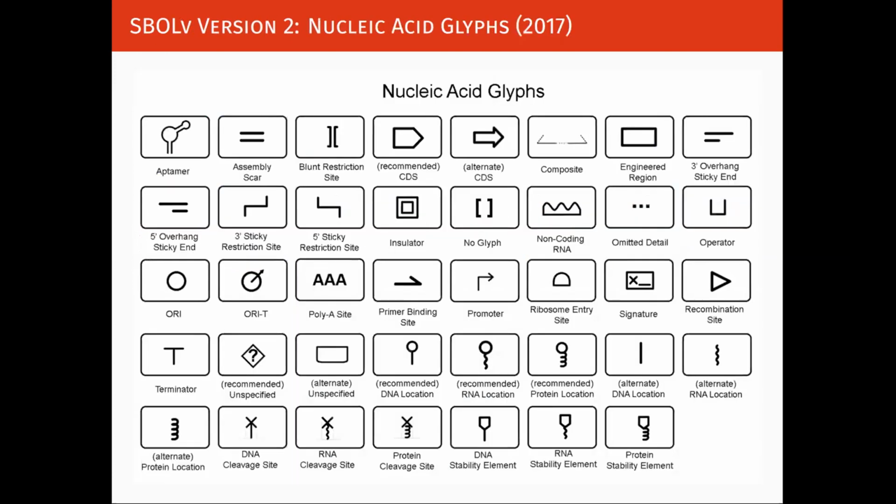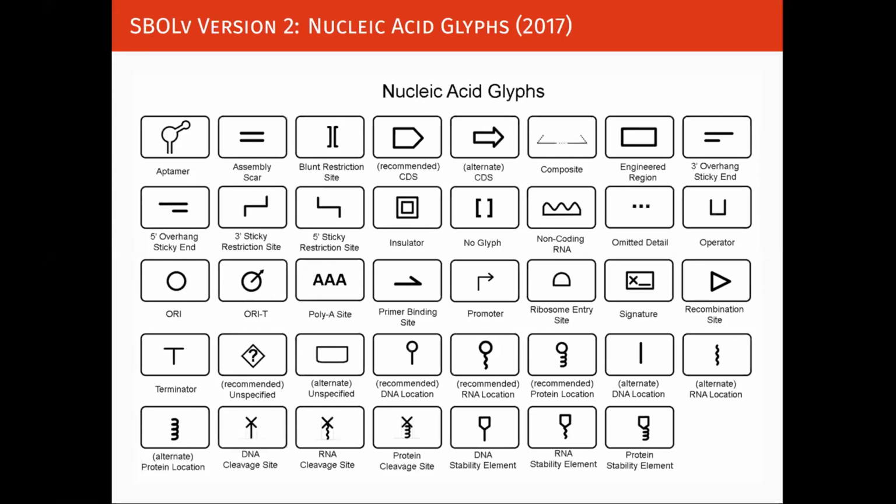In addition to the SBOL data version 2, there was also an SBOL visual version 2 that came out in 2017. In SBOL visual version 2, we introduced a whole slew of new DNA level glyphs. Basically the process is that people in the community would propose ideas of glyphs, and there'd be debates and discussions, and then eventually we'd have votes on, yes, that is the appropriate glyph for a DNA location, a stability element, etc.